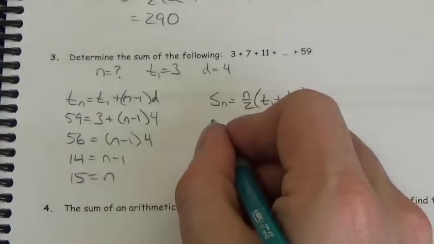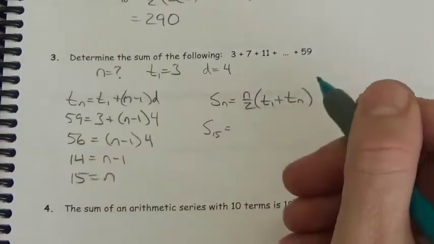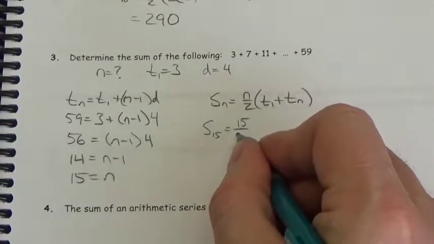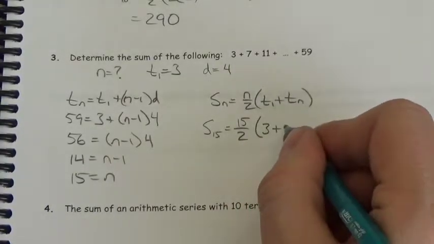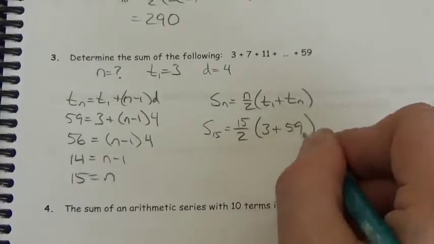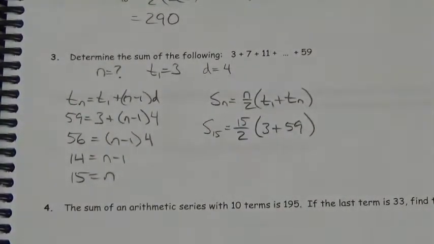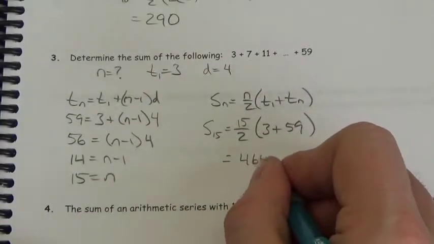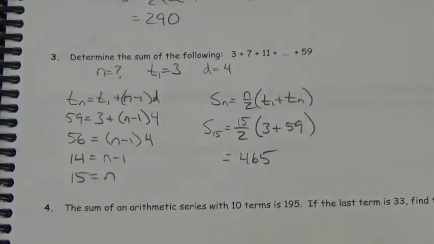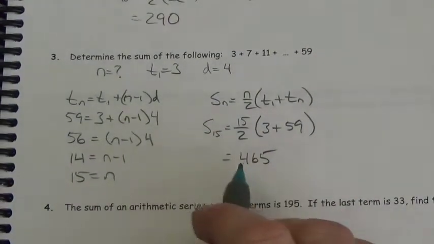So now I can add together the first 15 terms of this sequence. The first term is 3, and I already know the 15th term is 59. So I go to my calculator: 15 divided by 2, multiplied by 3 plus 59. And here we get the sum is 465. Okay, works out really nicely here.